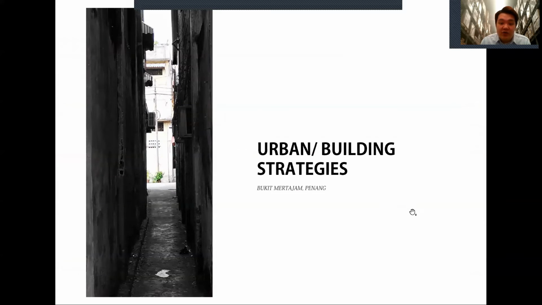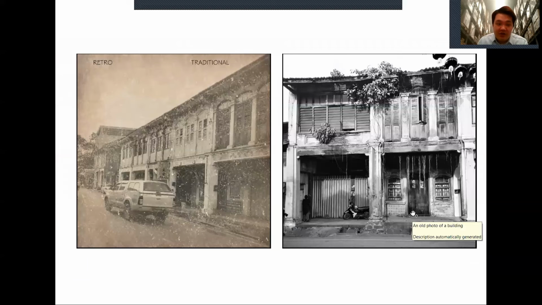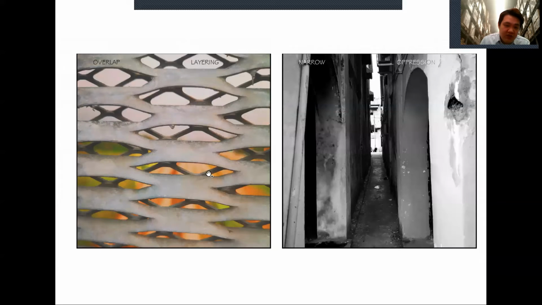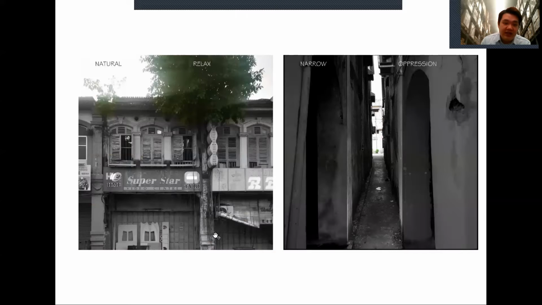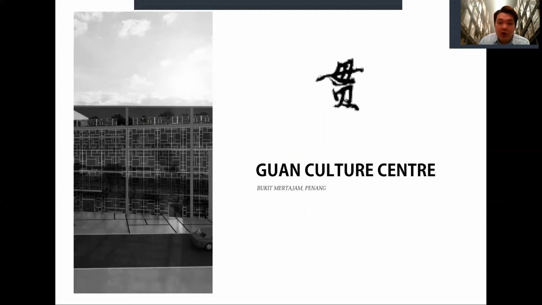So the next one will be an urban building strategy. The first image is traditional or retro, and then the next one will be some of the traditional buildings. And then the first picture is overlapping and layering, for my feelings. And then the next one will be very narrow because this street is very narrow, so I feel it's very dangerous. And then the next one, because the tree gives me some relaxing and natural feeling on the side there. So the final project I'm doing is a Guan cultural cinema.